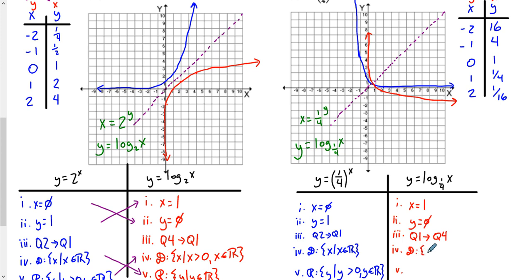Our domain, well, it's starting at our y-axis and going to the right, which means it's only our x's that are greater than 0. Our range, our y's that are an element of the real numbers. Because that arrow means it's going up, that arrow means it's going down, it's hitting every single possible y value.